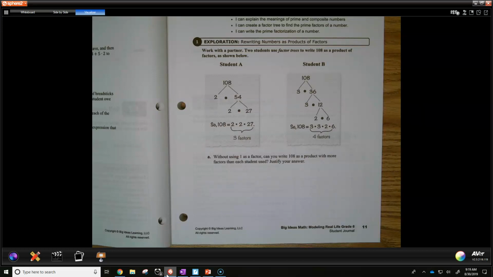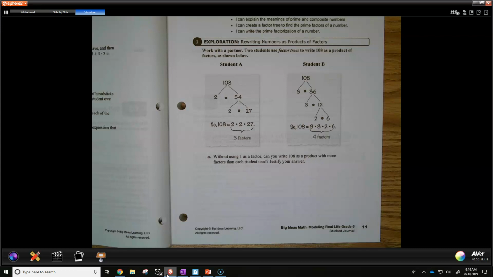So, it says, 2 students use factor trees. These are factor trees. To write 108 as a product of factors shown below. I will explain what they did, and that's all I'm going to give you. The first student said 108, they broke it into 2 times 54, and then they broke 54 into 2 times 27.